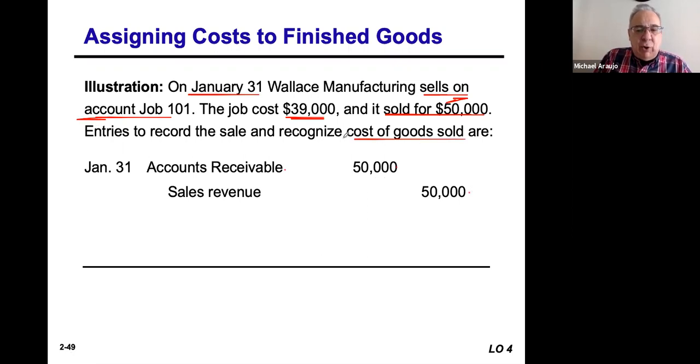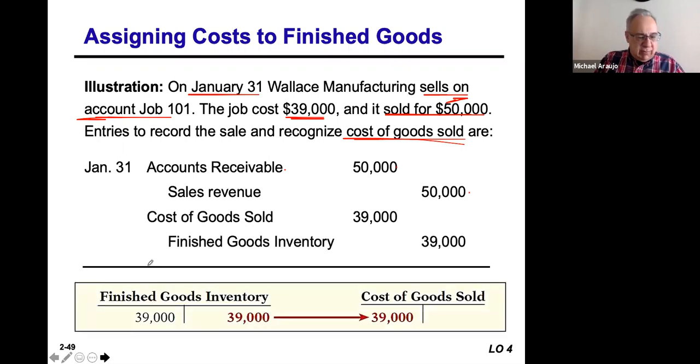But we also have to do that second entry, which is to record the cost and take it out of inventory. So for a manufacturer, the cost of goods sold would be debited for $39,000. Remember, cost of goods sold is a expense account. And finished goods inventory, which is an asset account, would be credited by $39,000. So our asset account would decrease and that cost would move over to our expense account, cost of goods sold. And that's what it would look like as a journal entry. This is what it would look like in the ledger.